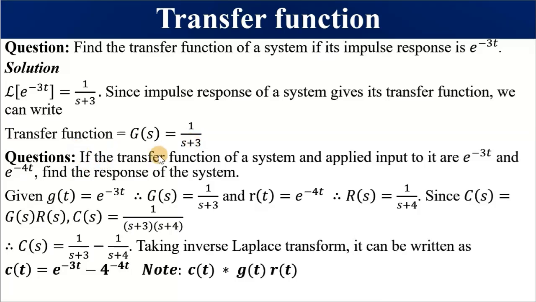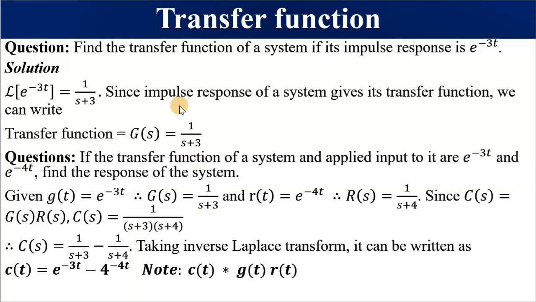Another question: if the transfer function of a system and applied input are 3e to the power minus 3t and e to the power minus 4t respectively, find the response of the system. We know the Laplace transform of the response of the system is C(s), but in this case we are finding the inverse of that, and we are now proceeding. g(t) is equal to this, and the Laplace transform of this is equal to this.